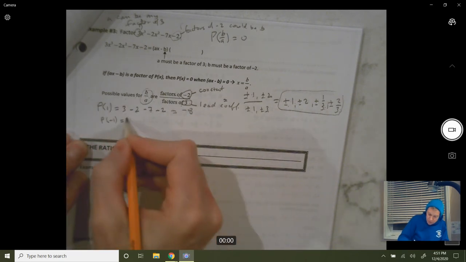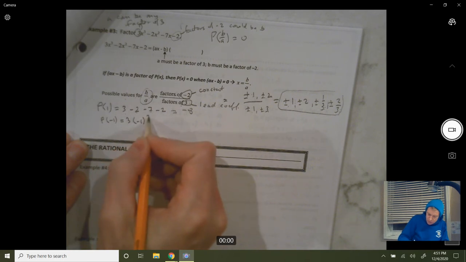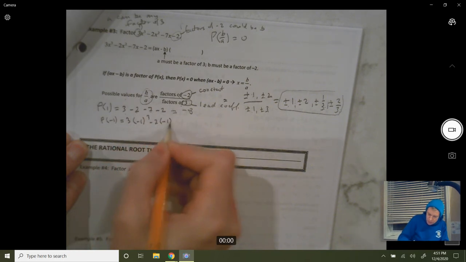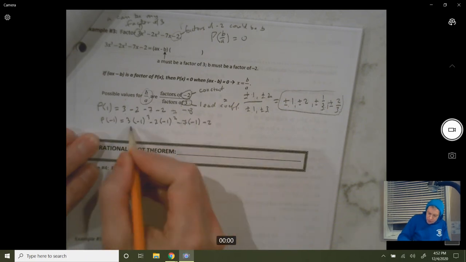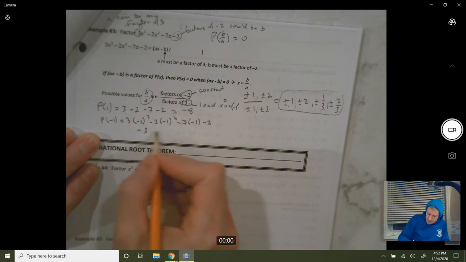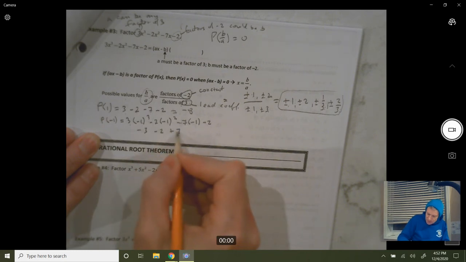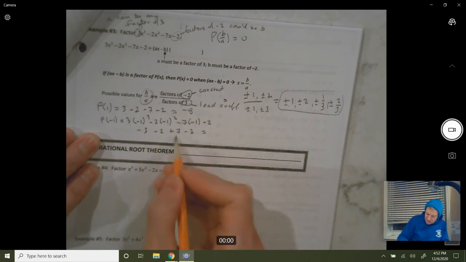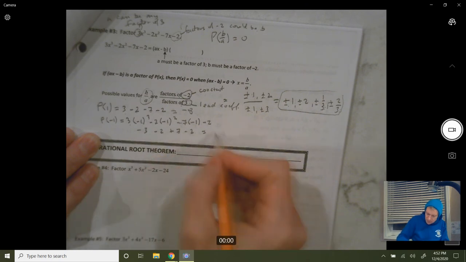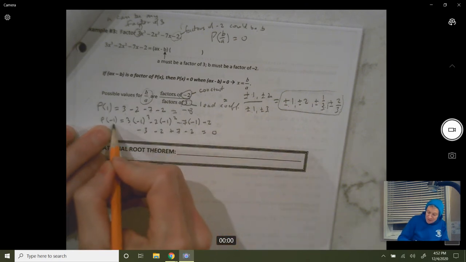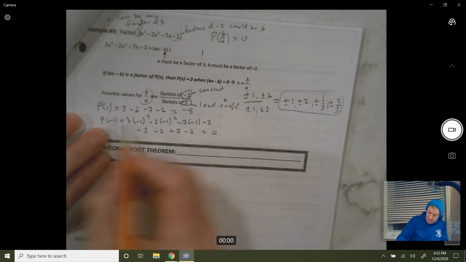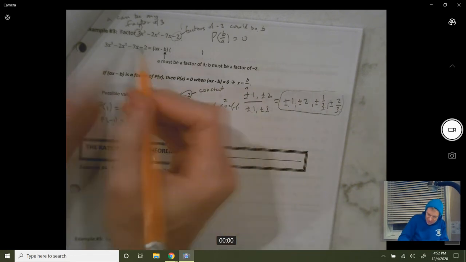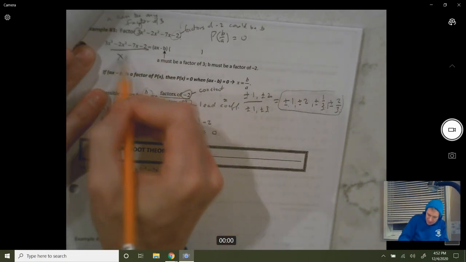Let's try negative 1, P of negative 1. So that's going to be 3 times negative 1 cubed minus 2 times negative 1 squared minus 7 times negative 1 minus 2. That's going to be negative 3 minus 2 plus 7 minus 2, and I believe that does give us 0. That does give us 0. So negative 1 is a 0 of our function, which means x plus 1 should be a factor. So let's divide by x plus 1.